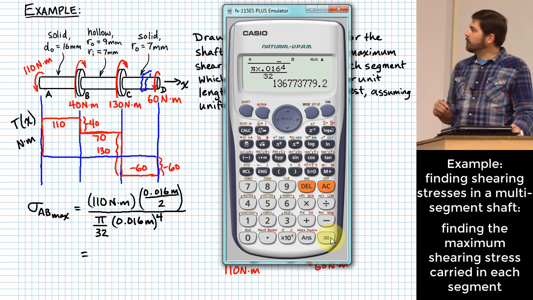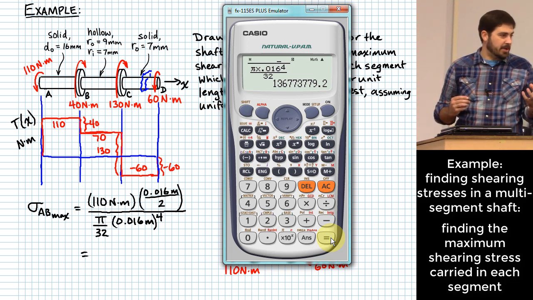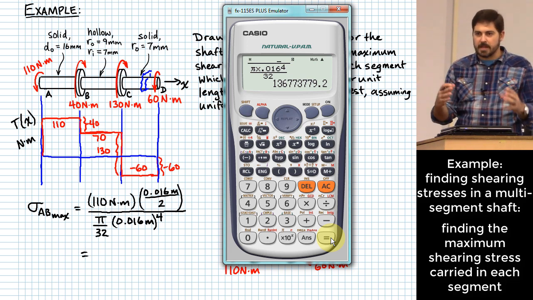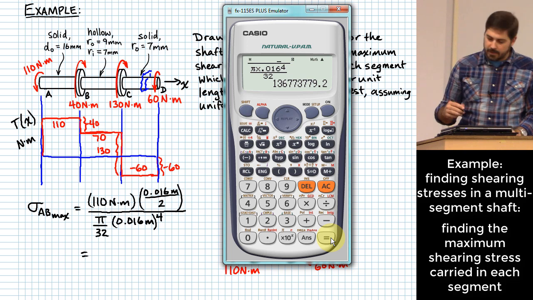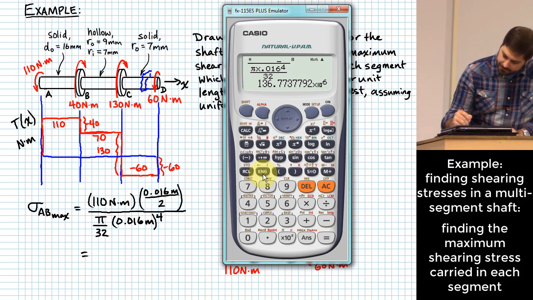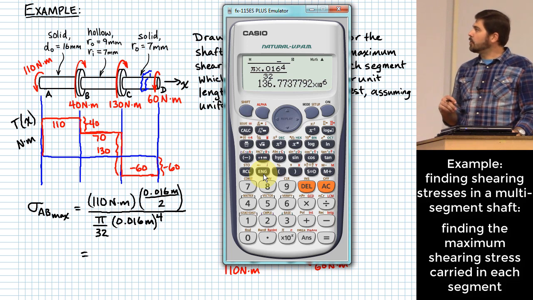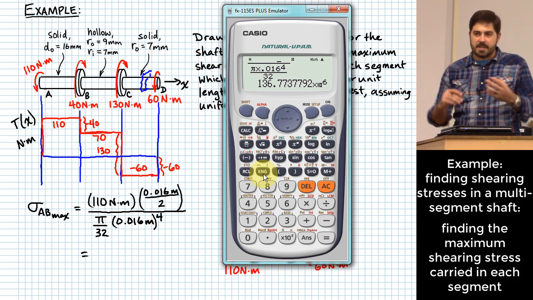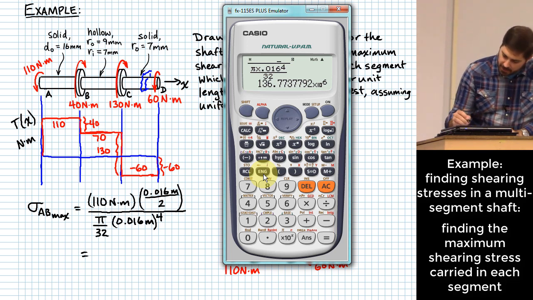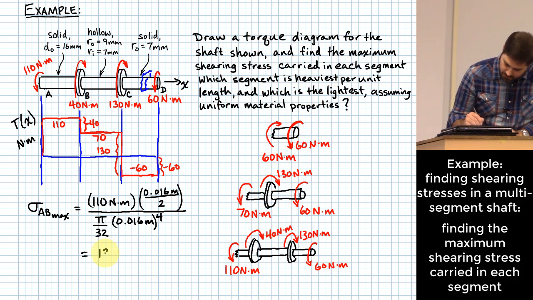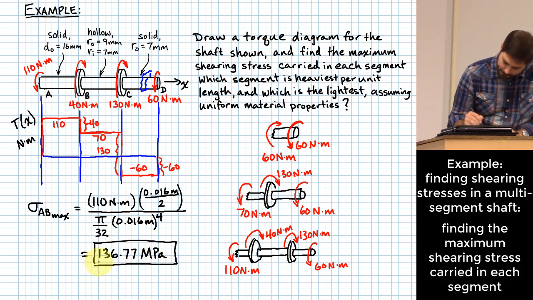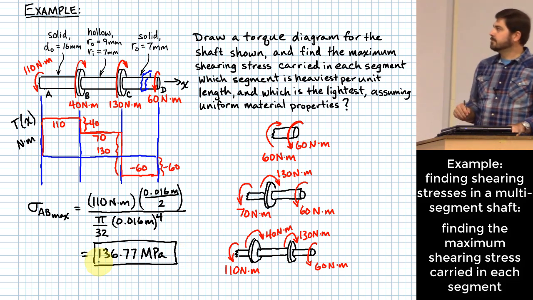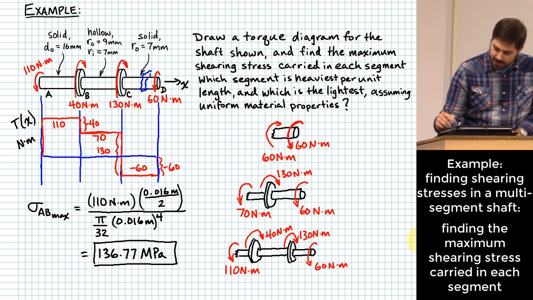Okay, that gives me a really big number, but remember that's in pascals because we converted everything to base units. This ends up being newtons per square meter, right? Another way of looking at this is 136.77 times 10 to the 6th, and 10 to the 6th would be the same thing as saying mega, right? So this is 136.77 megapascals. All right, what about the next segment?